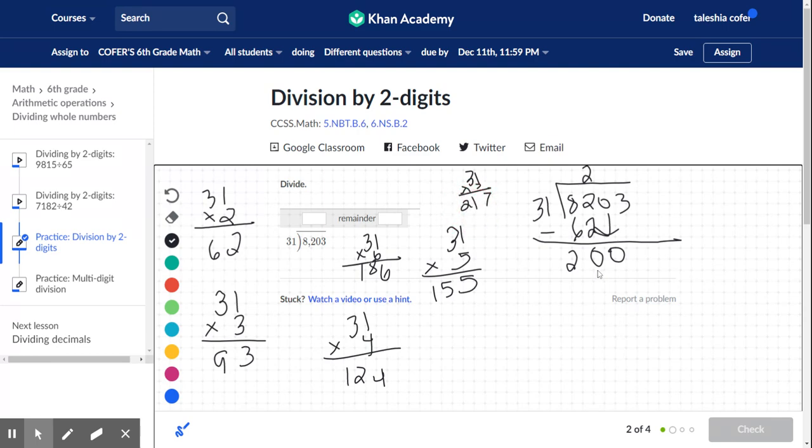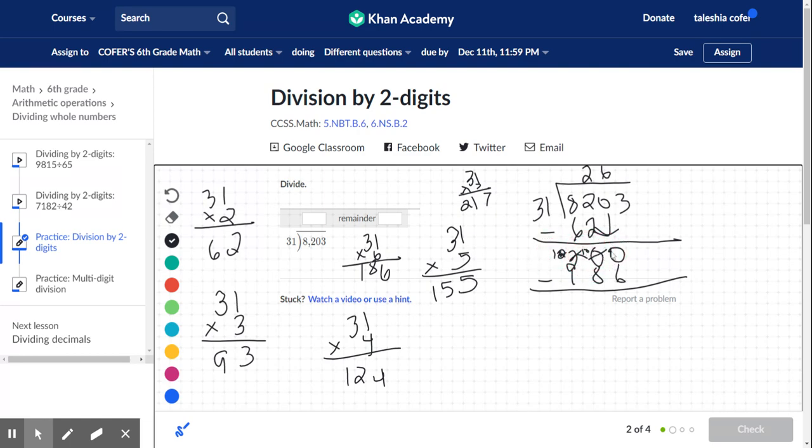That's too much. All I have is 200, so I know it can only go in 6 times because 6 times 31 was 186. When we subtract it out, I can't borrow from my neighbor over here because my neighbor has nothing, so I have to go way down the street and borrow from this 2. Sorry, the 2 is going to become a 1, and this is going to become a 10.